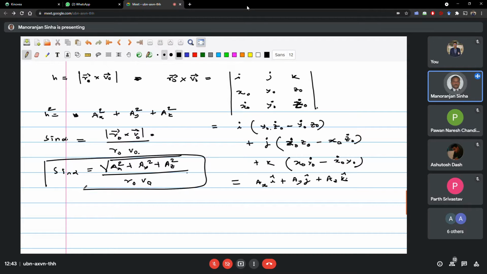Now using this sin alpha and cos alpha, which we have written on the previous page as x0 x0 dot plus y0 y0 dot plus z0 z0 dot divided by R0 V0, you can determine the value of alpha.